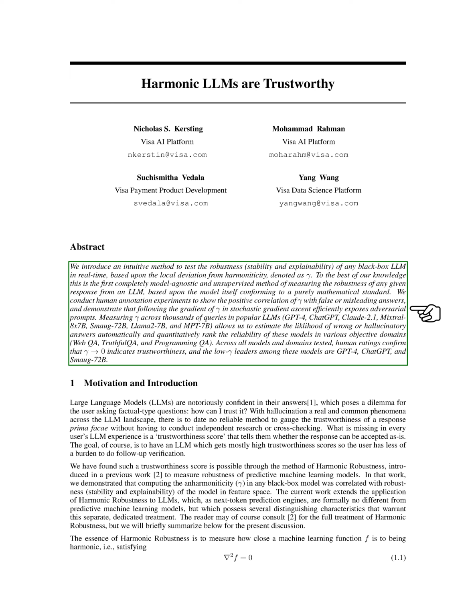Our findings reveal that a gamma value close to 0 indicates trustworthiness, and the models with low gamma values include GPT-4, ChatGPT, and Smaug 72b.